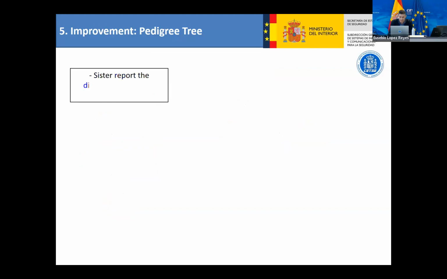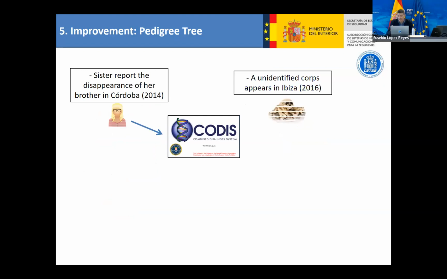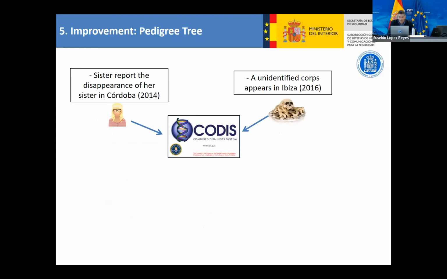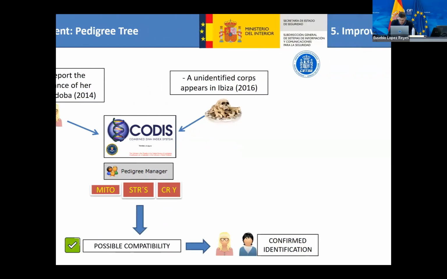Well, there is an example: a report of the disappearance of a brother in Cordoba in 2004 in Spain, and we have an unidentified corpse that appeared in Ibiza in 2016. With the normal auto search, with STR in low, during 3 years CODIS did not offer us the compatibility. In 2019, when we started working with the pedigree manager, in the first auto search that we developed with this module, the pedigree tree, we had the compatibility. And finally, we had the possibility to confirm the identification, using other samples to determine the real compatibility between these two sisters.